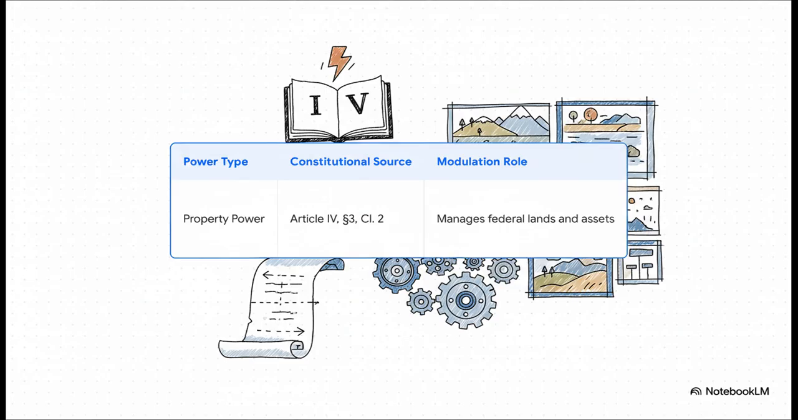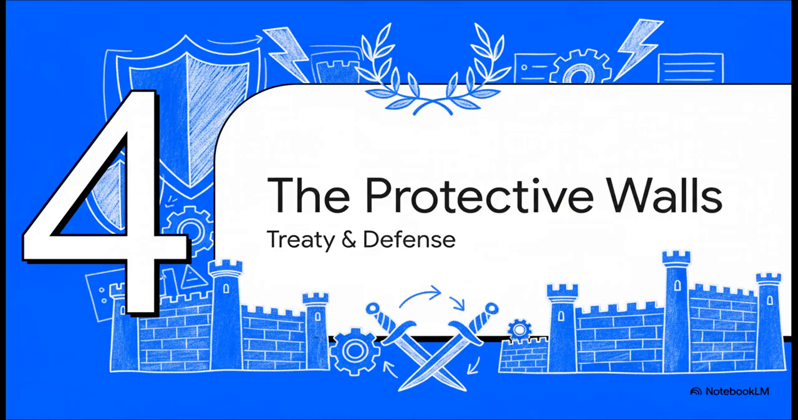Its functions sound simple, but it is vast. It gives Congress the authority to manage and make rules for all property that belongs to the United States. All right, with our economic and physical foundations in place, every good structure needs some protective walls. These next 2 pillars define how the federal government deals with the rest of the world and, of course, how it protects the nation from harm.